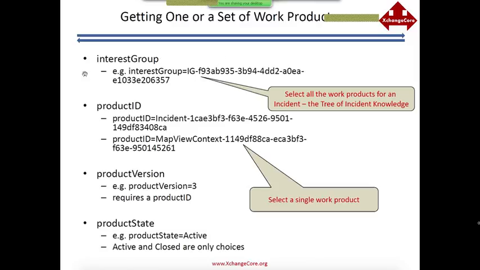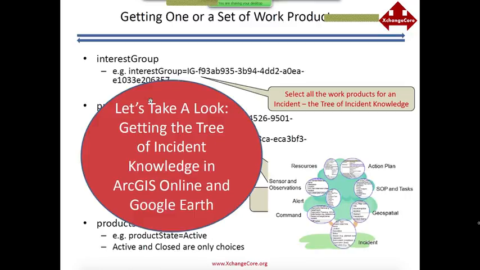So this is the IG number that sits in there. And that associates across all the different kinds of data, whether it is resource information or shelter information or sensor information. Any of the products of that tree of knowledge that we've all talked about in the past can be accumulated for a single incident just by making one call to the data. And we're going to take a look at that now. We're going to take a look at getting a tree of knowledge in ArcGIS Online and in Google Earth. And down here, right-hand corner, there's that tree of knowledge.